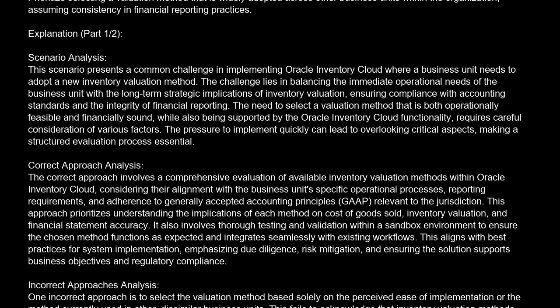It also involves thorough testing and validation within a sandbox environment to ensure the chosen method functions as expected and integrates seamlessly with existing workflows. This aligns with best practices for system implementation, emphasizing due diligence, risk mitigation, and ensuring the solution supports business objectives and regulatory compliance. Incorrect approach analysis.